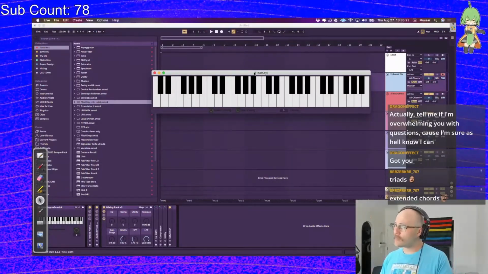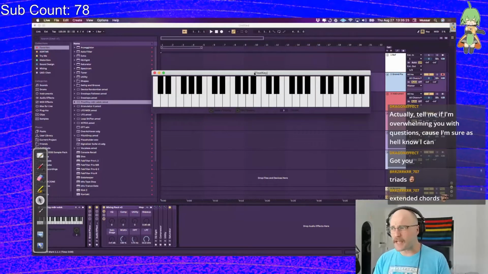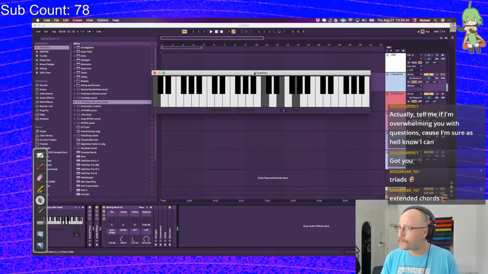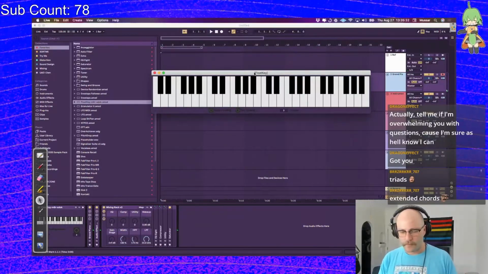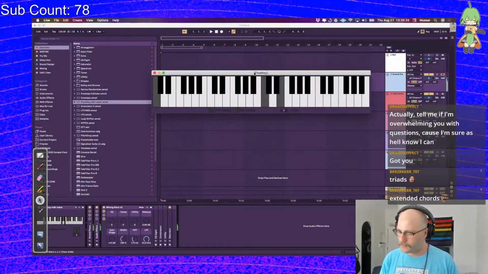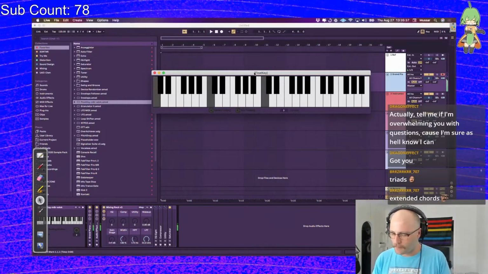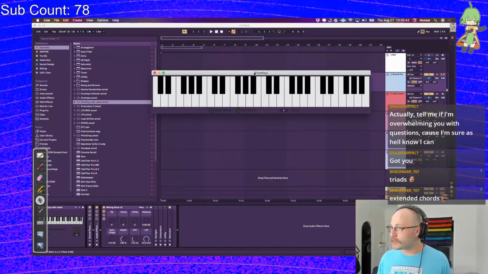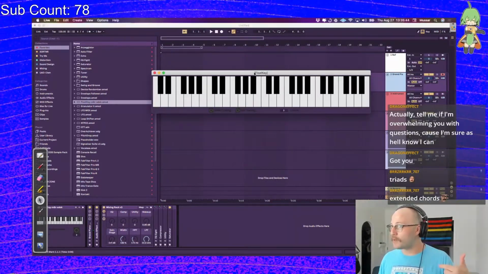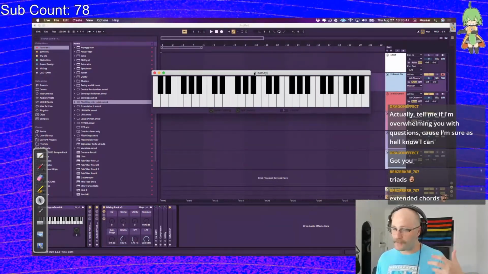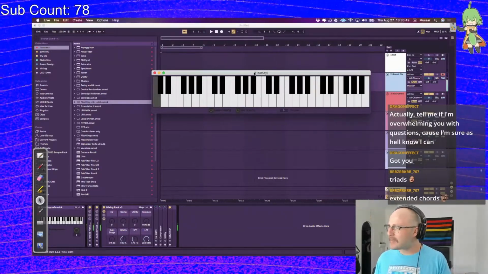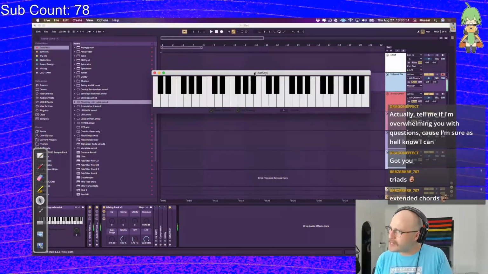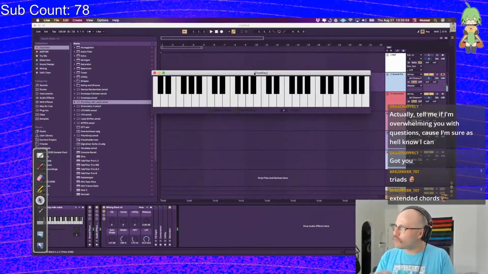And inversions are a big part of that. When you have the root in the bass, it feels very solid. You're reinforcing that harmonic overtone series where every time you double the number, you get the octave of it. So when you're playing that in the bass, what you're also hearing is this, this, and this. So you're really reinforcing that root note.